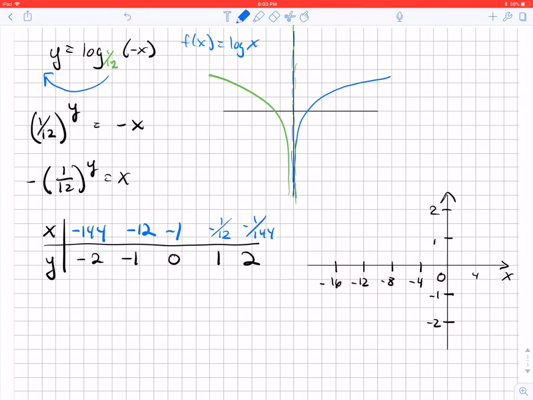Now the 144 is way off our graph, so I'm going to skip that one. When x is negative 12, y is negative 1. Okay, so x is negative 12, y is negative 1, so we're here. When x is negative 1, y is 0.